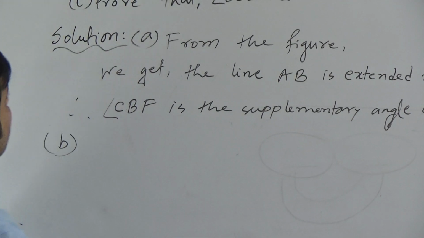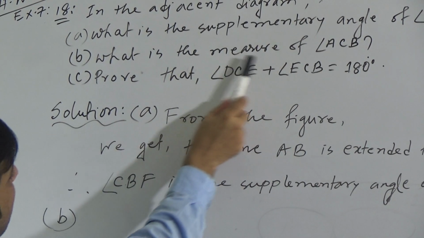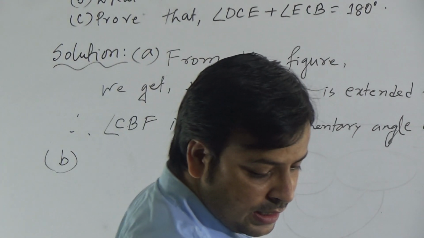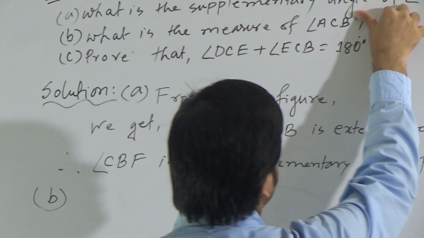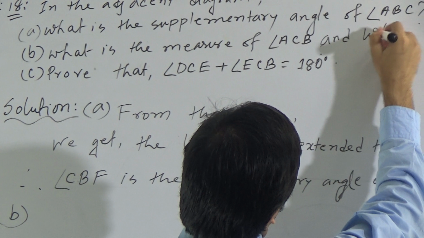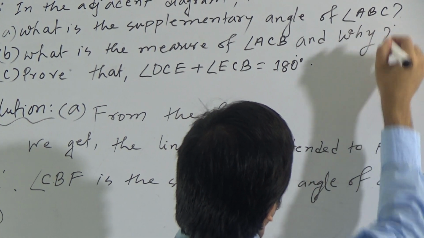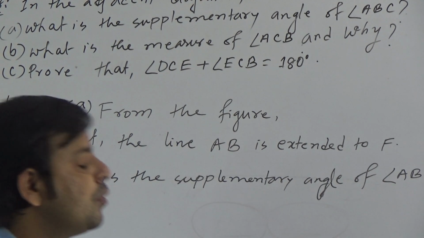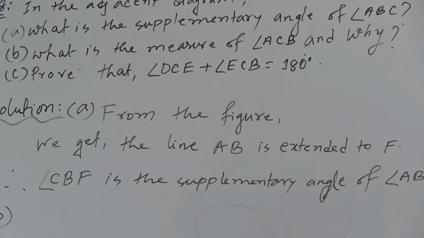What is question B? Question B is, what is the measure of angle ACB? And remaining portion here, and y. This is our remaining portion in the question. At first I forgot to write. See the remaining portion and y.